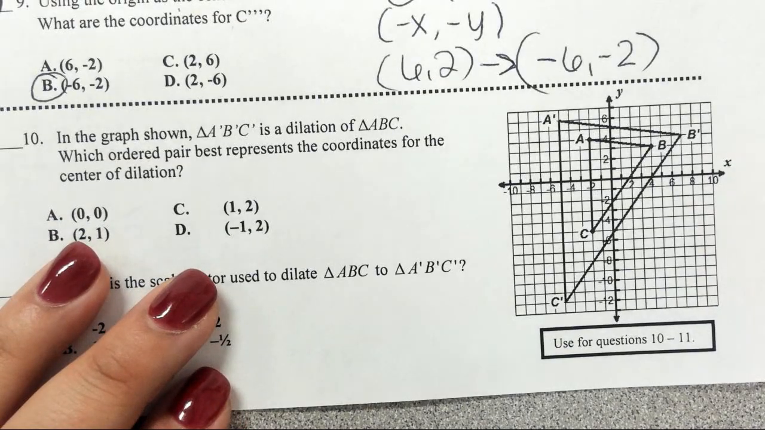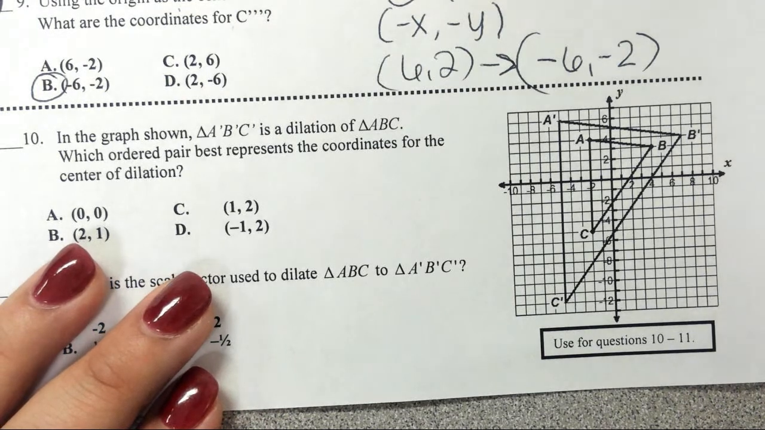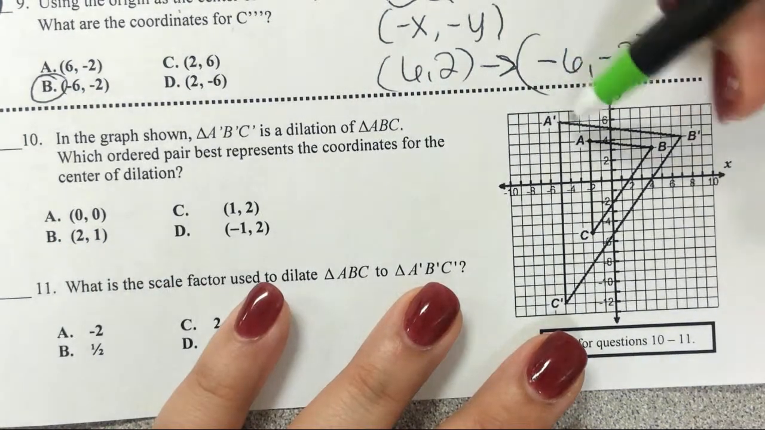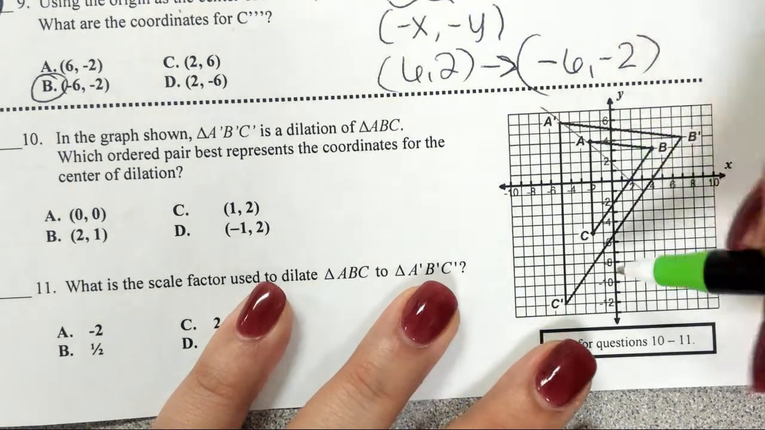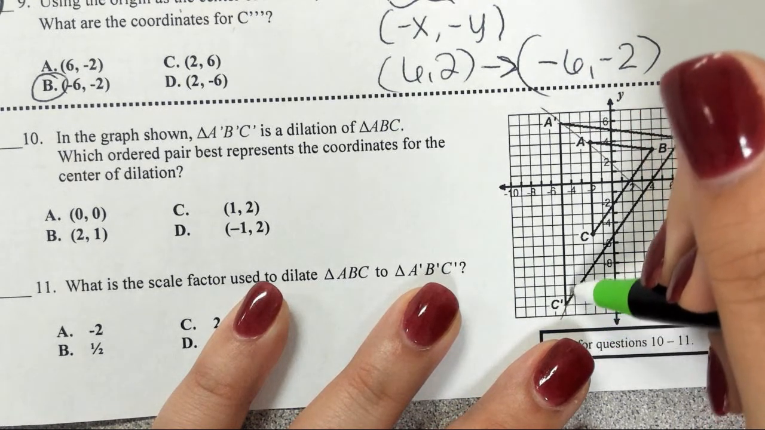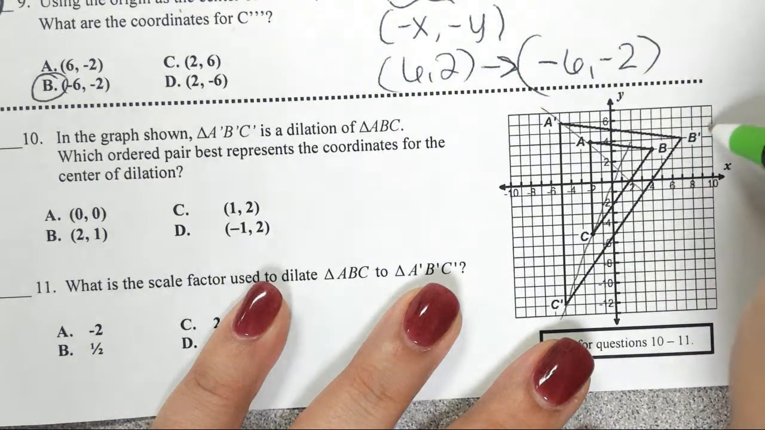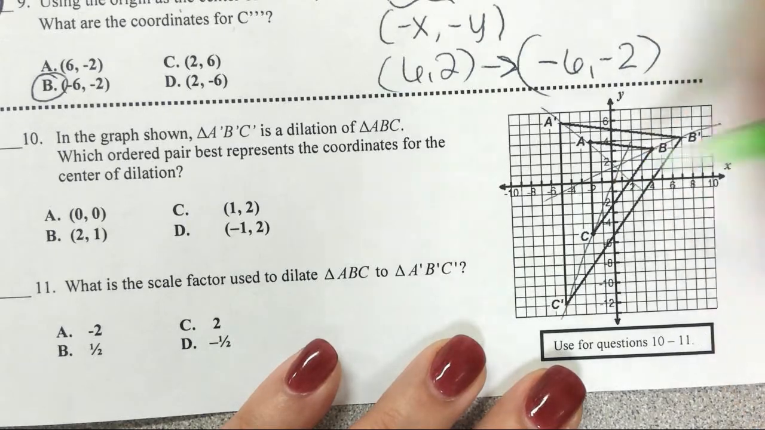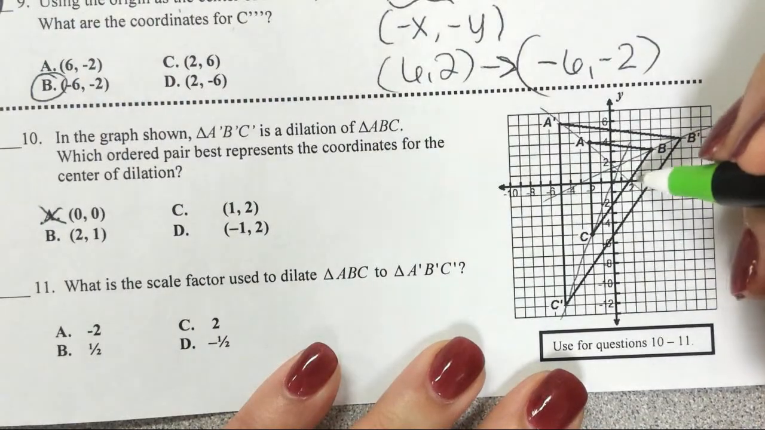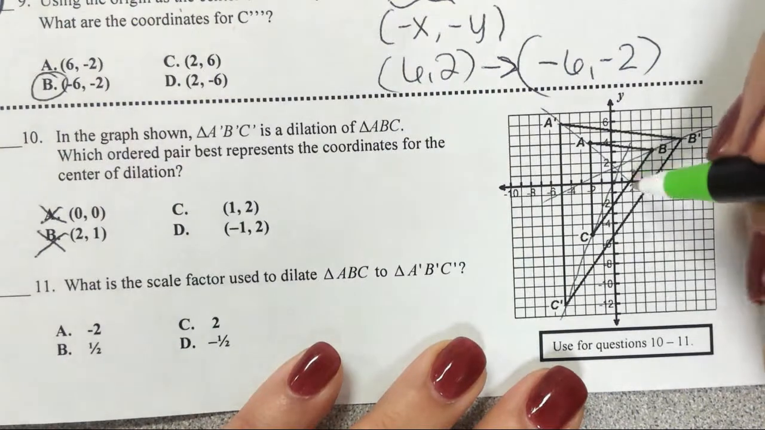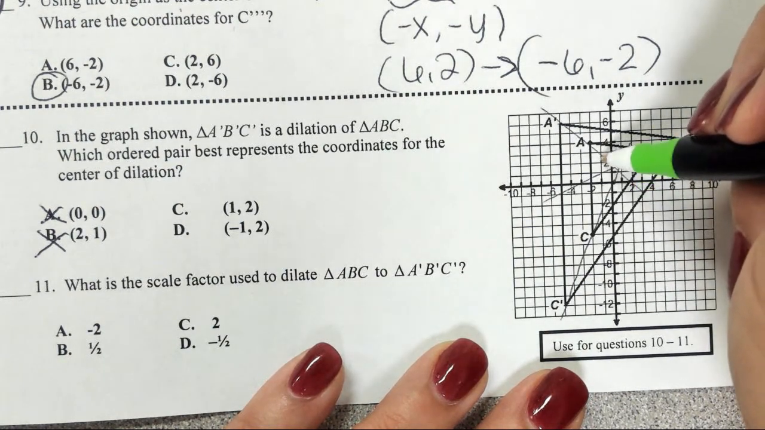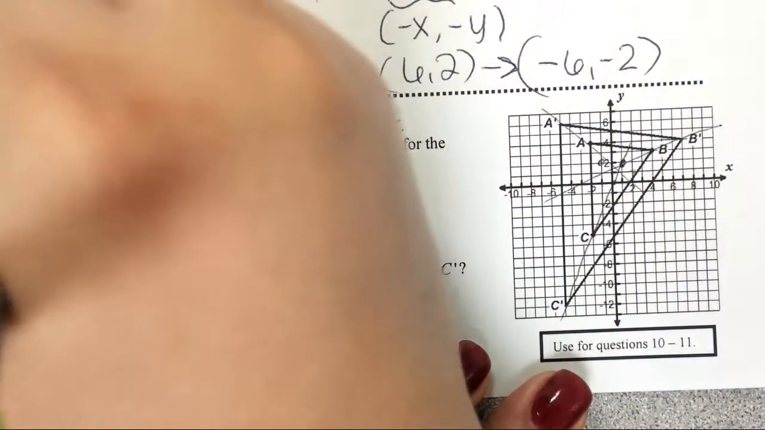In the graph shown, A prime, B prime, C prime is a dilation of A, B, C. Which ordered pair best represents the coordinates for the center? So for the center, you're supposed to connect your vertices. Tomorrow, if you need one, you could get a ruler, or you can just use slopes. Where is that center? Is it at 0, 0? No, they both don't cross. Is it at 2, 1? No. 1, 2 is pretty close. Negative 1, 2 is nowhere near them. So it's C.